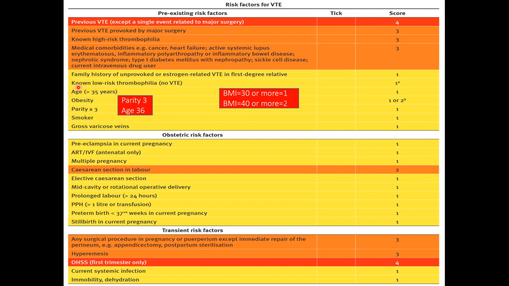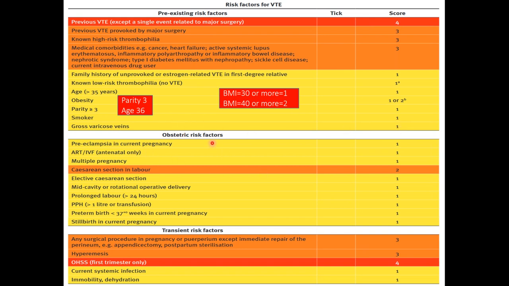Age is very important: if 36 years or above, this is score 1. And for obesity, the risk is related to BMI. If BMI is 30 or more, it's score 1. So be careful about age and BMI, okay? BMI of 40 or more is score 2, and BMI of 30 or more is score 1. If the patient is a smoker, score 1. Gross varicose veins are score 1.